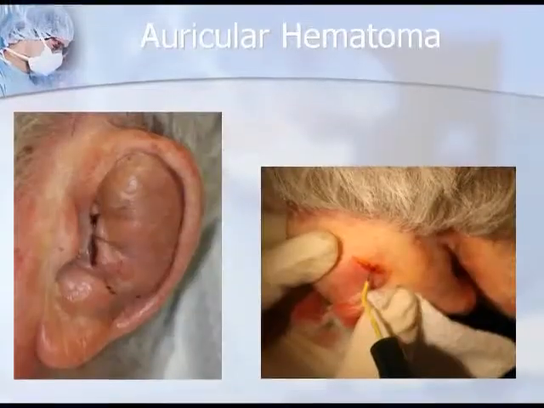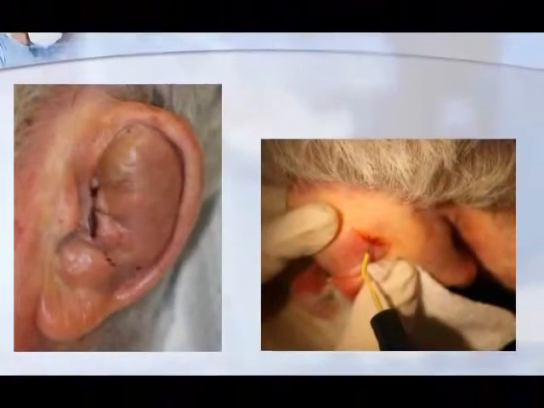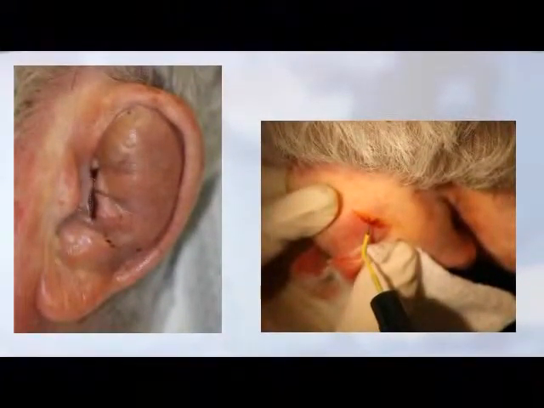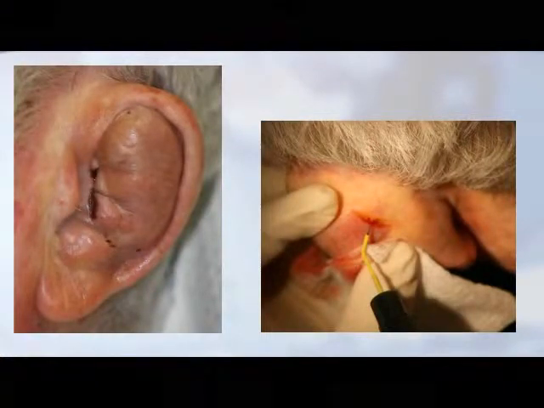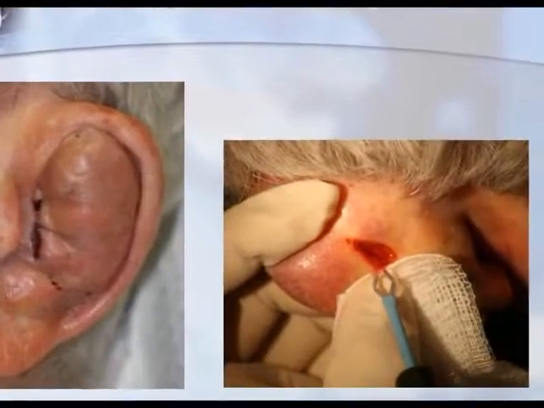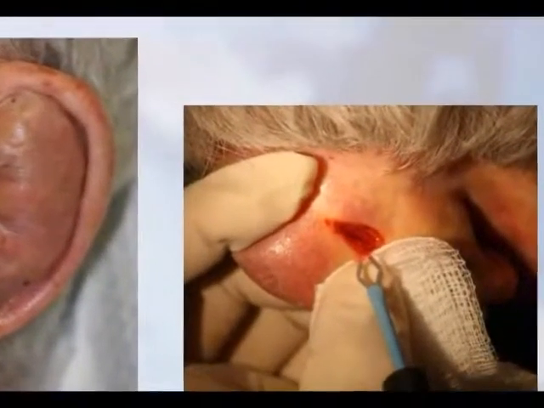Everybody sees this. This is a gentleman who fell out of a chair, and he has a hematoma of his ear. Right? So, what do I like to do? I'll make an incision in the postauricular crease.